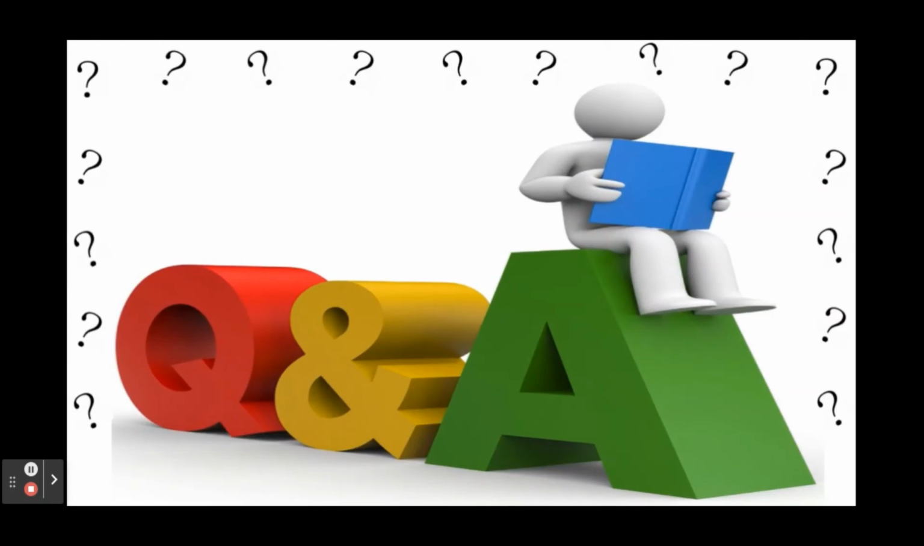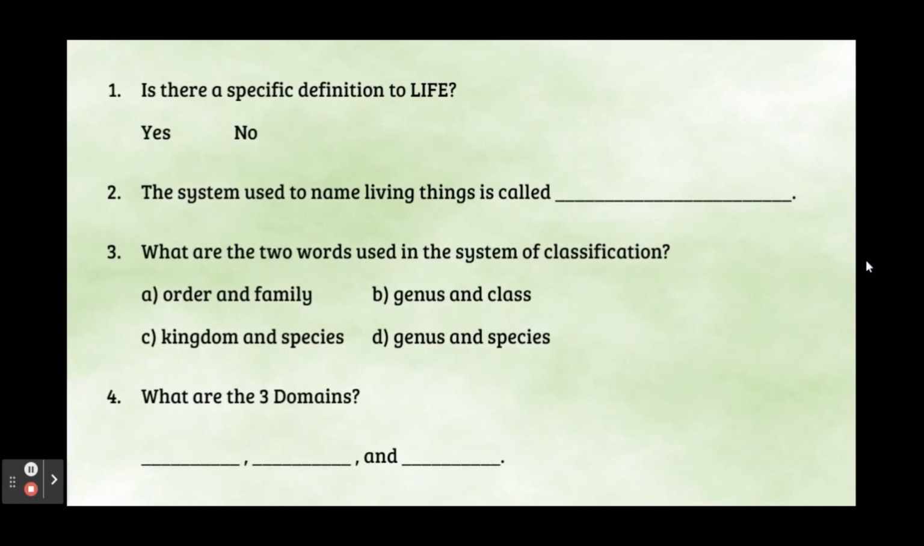All right, so now we're just going to have a very short quiz on what we learned today. Number one, is there a specific definition of life? We talked about this multiple times. The answer is no, there isn't a specific definition. Remember the example that we could say living things move, but non-living things can also move, like a ball, right? So we have to use our life functions to define life.